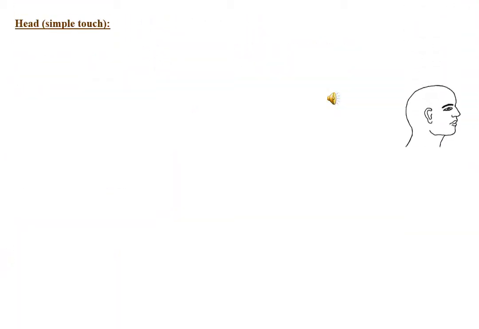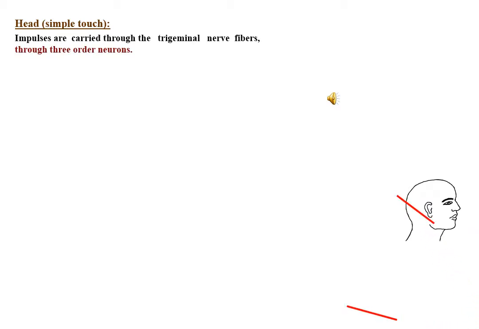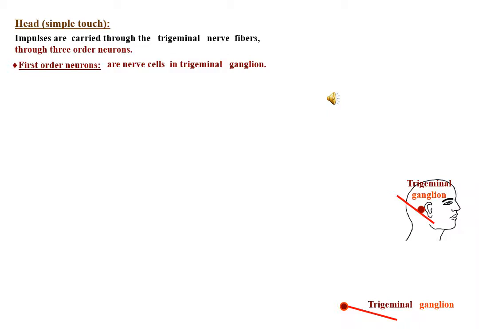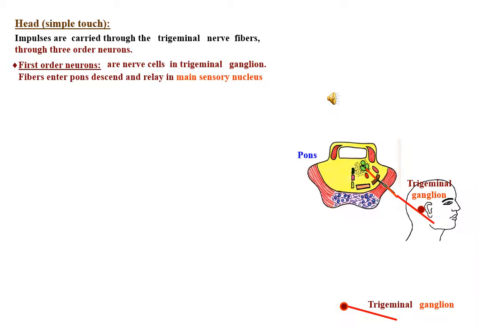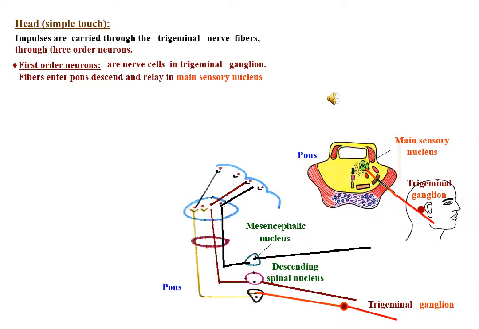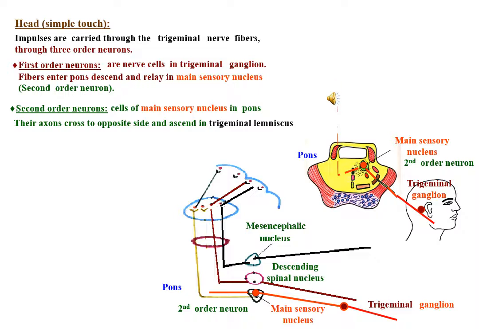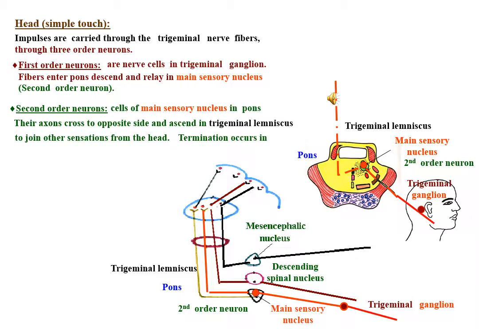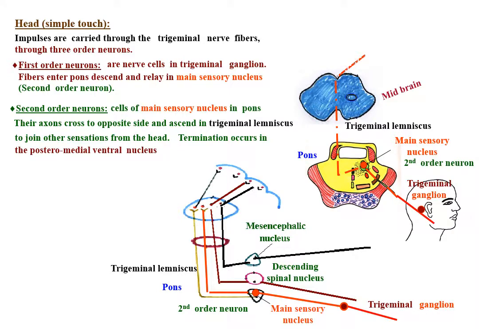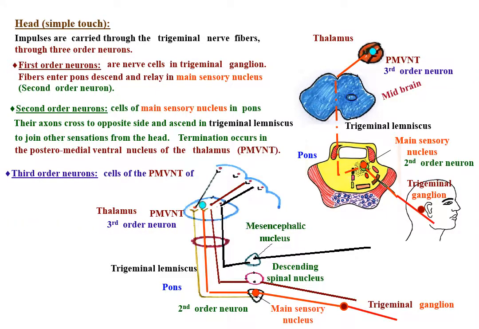Simple touch from the head is carried through the trigeminal nerve fibers through three-order neurons. The first-order neurons are nerve cells present in the trigeminal ganglia. Their axons enter the pons and relay in the main sensory nucleus, the second-order neuron. Second-order neurons are the cells of the main sensory nucleus present in the pons. Their axons cross to the opposite side and ascend in the trigeminal lemniscus to join other sensations from the head. Termination occurs in the posteromedial ventral nucleus of the thalamus. Third-order neurons are the cells of the posteromedial ventral nucleus of the thalamus, whose axons end in the sensory area in the cerebral cortex.